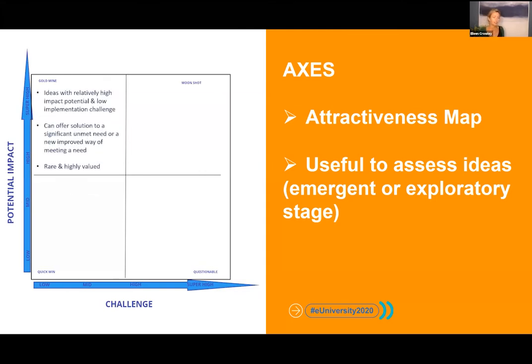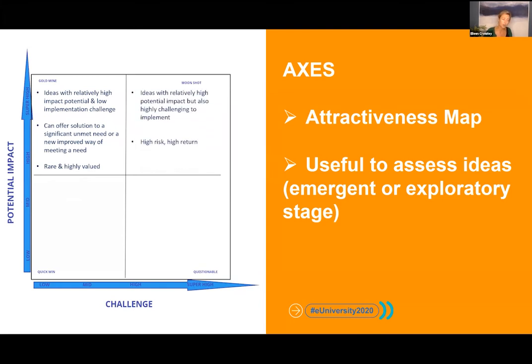So as we can see up at the top left, we have what we call our gold mine ideas. So these are ideas with relatively high impact potential and low implementation challenge. They can often offer a solution to a significant unmet need or a new improved way of meeting a need. So these are quite rare ideas, but they are highly valuable.